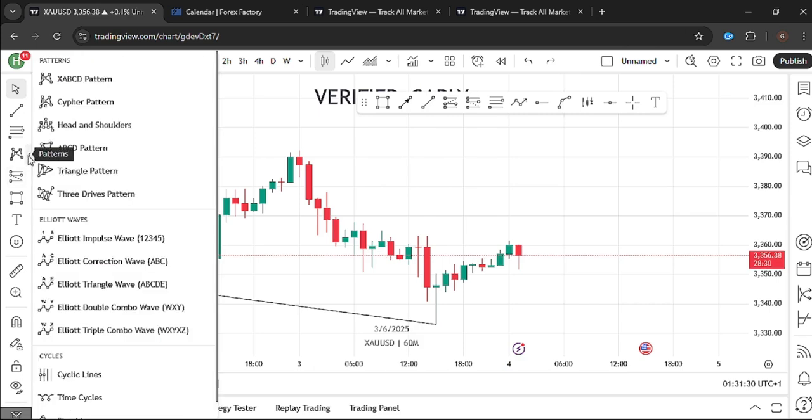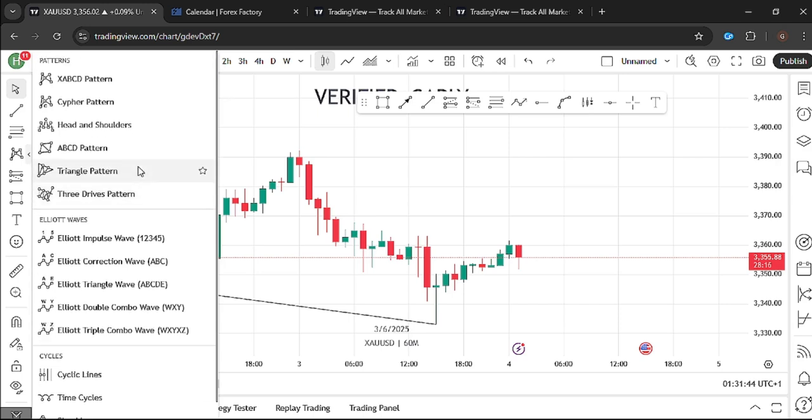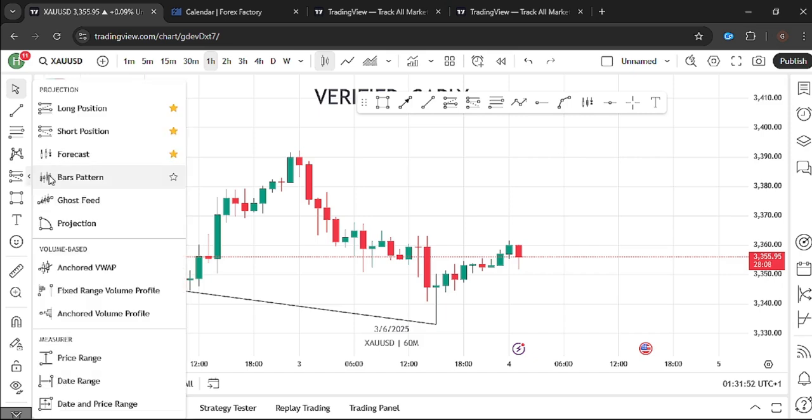Next to it is patterns. All these patterns are for price action traders. Okay, we are SMC traders, we are not price action. When I started out, I was trading price action, so all these patterns at first I was using them. So we won't be using any pattern. As I said, we are SMC traders. So next is your projection.